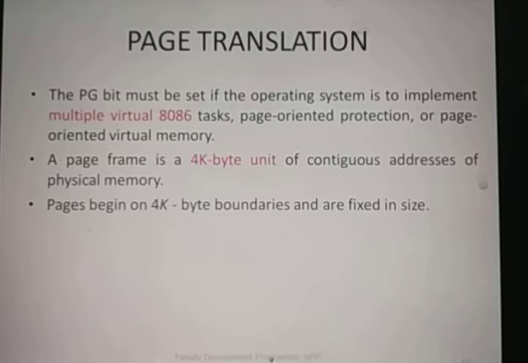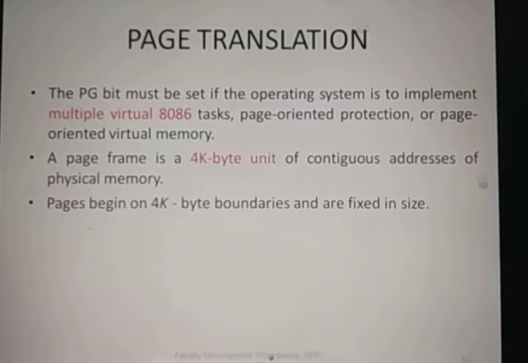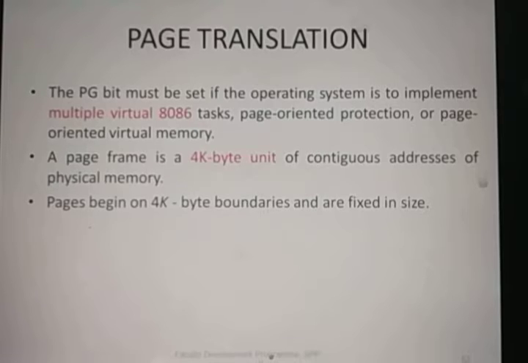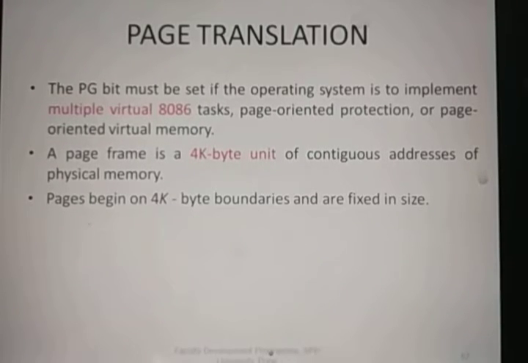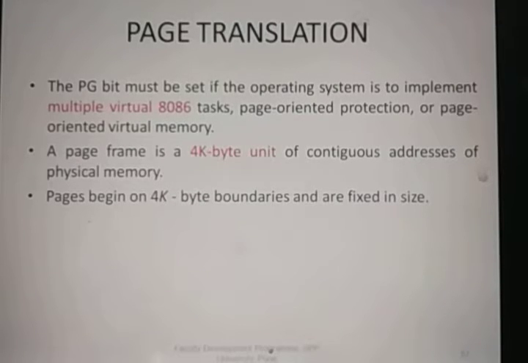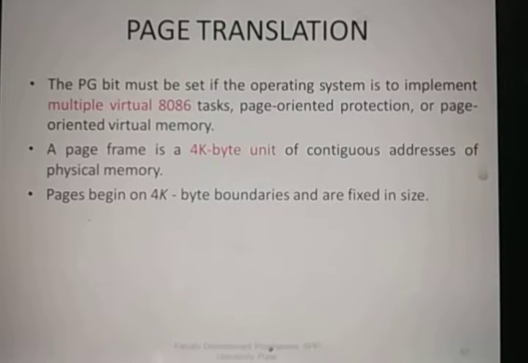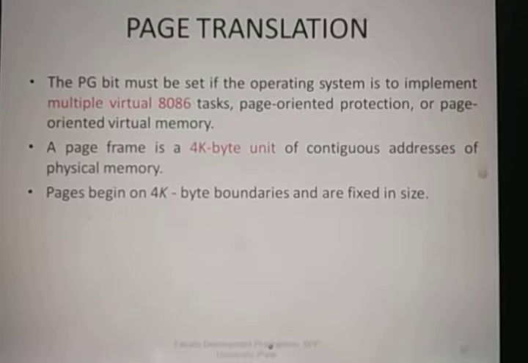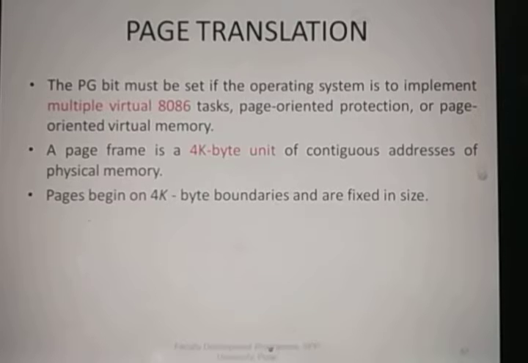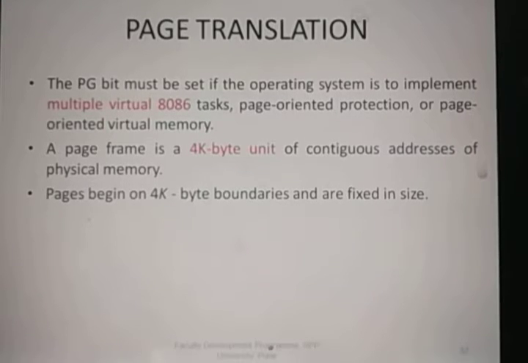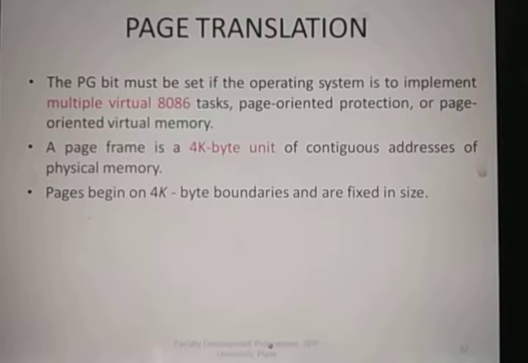The first point is the PG bit must be set if the operating system is to implement multiple virtual 8086 tasks, page-oriented protection or page-oriented virtual memory. What does that mean? It means that when we divide the address translation mechanism into two parts, segment translation and page translation, page translation is the optional part and it depends on the PG bit. The PG bit resides in control register 0, the CR0 register.